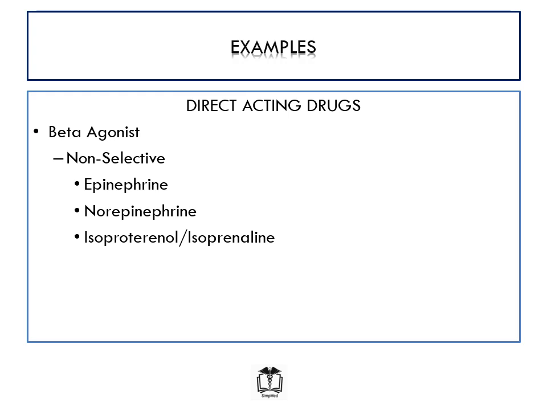For the beta agonists, non-selective beta agonists include also epinephrine and norepinephrine, with an added drug of isoproterenol or isoprenaline. And this is just for us to note the fact that aside from epinephrine and norepinephrine for beta non-selective drugs, we have an extra drug there.